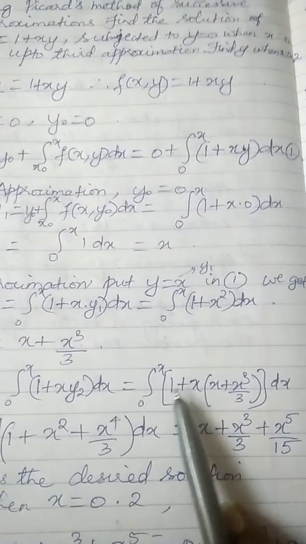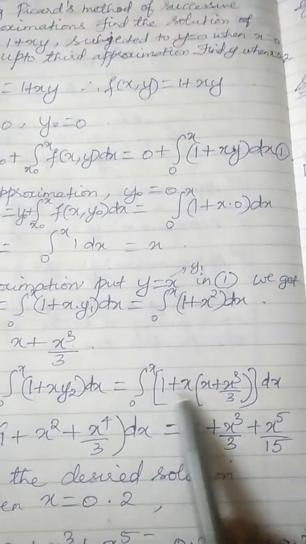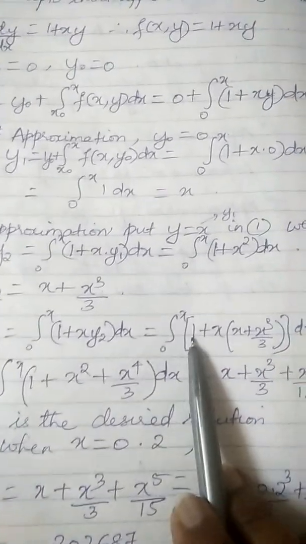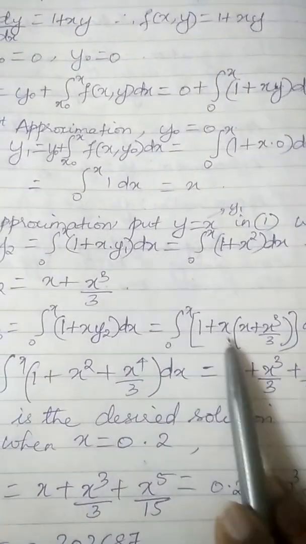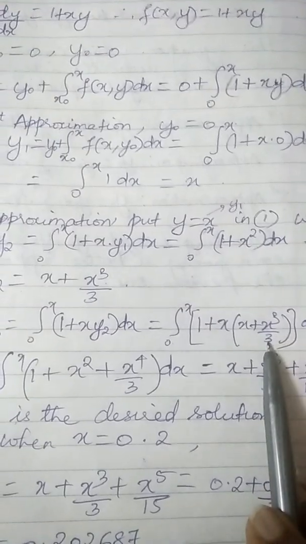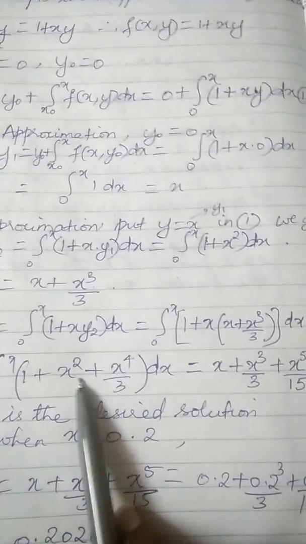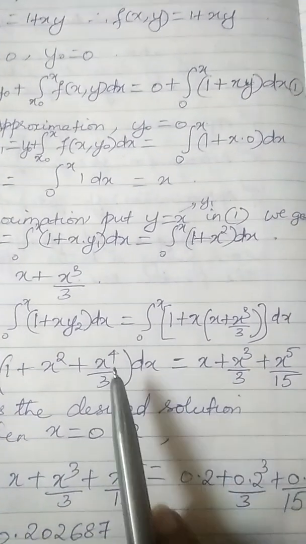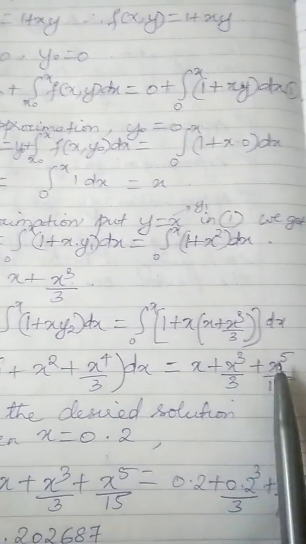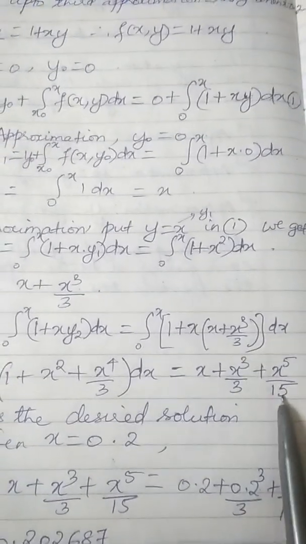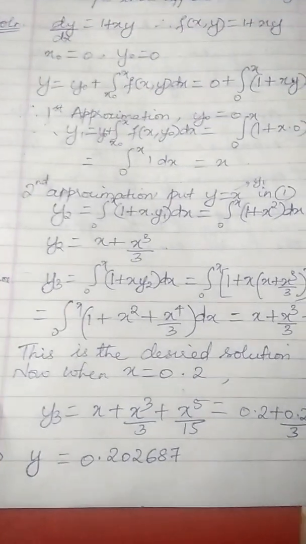So, x plus x cubed by 3 into x plus 1 is under the integral with respect to dx. Removing the brackets, we would get 1 plus x square plus x power 4 by 3. Integration of 1 is x. Integration of x square is x cubed by 3. Integration of x power 4 by 3 is x power 5 by 5 into 3. 5 into 3 will give us 15.